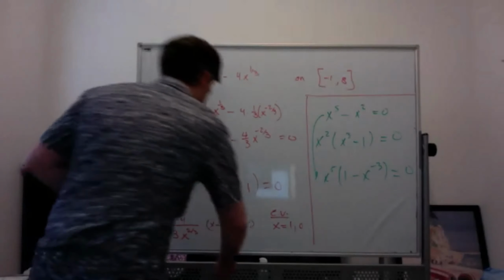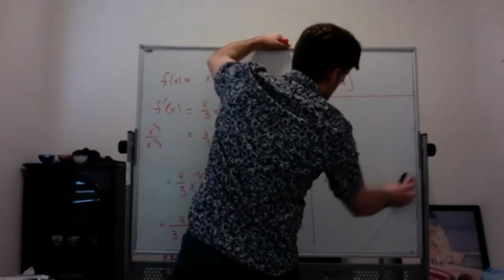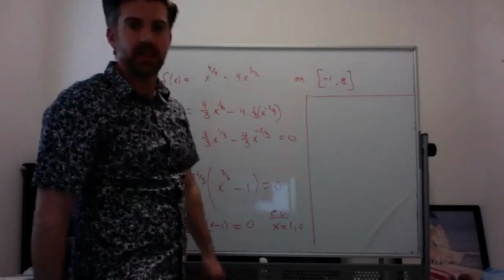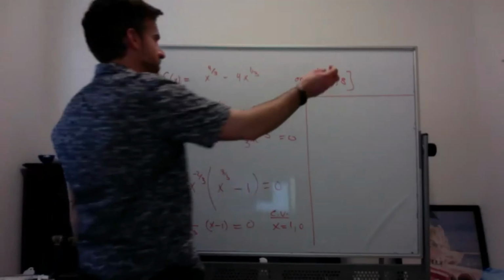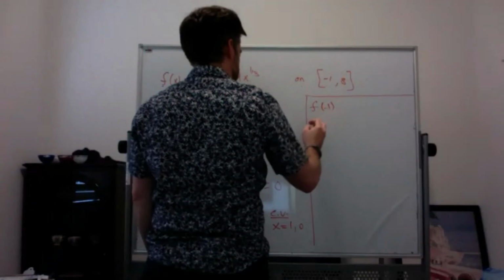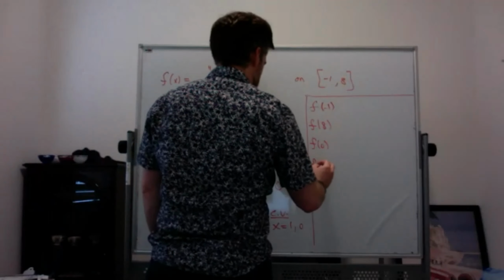So then, we're just going to evaluate this function. But actually, we should check: are my critical values in my interval? Yes, they are. Both 1 and 0 are between -1 and 8. So we're going to test all 4 points: f of -1, f of 8, f of 0, and f of 1.